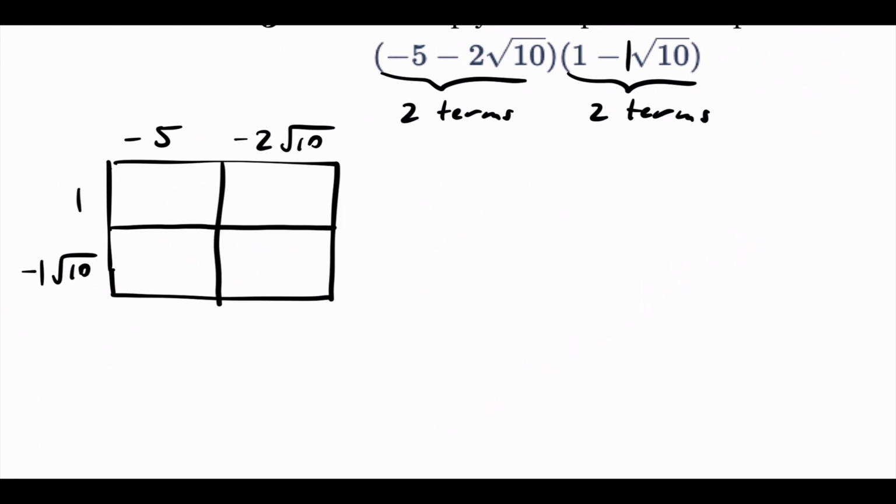Okay. Multiply insides with insides, outsides with outsides. 1 and negative 5 are both on the outside. They don't have a root. They're not inside of a root, so I can multiply those. 1 and negative 2 are both outside of a root, so I can multiply those. 10 I can't multiply, so I just leave it the square root of 10.